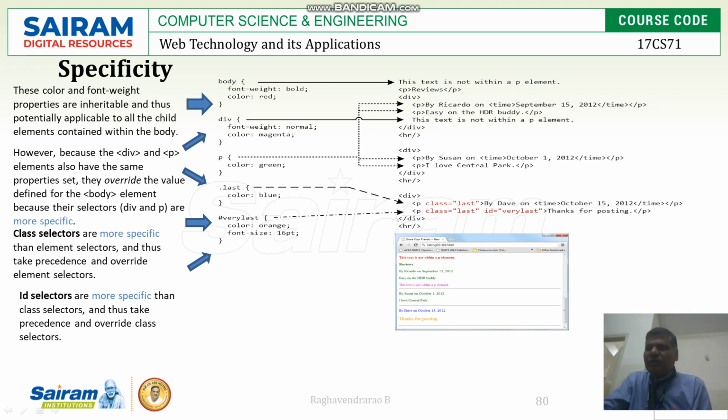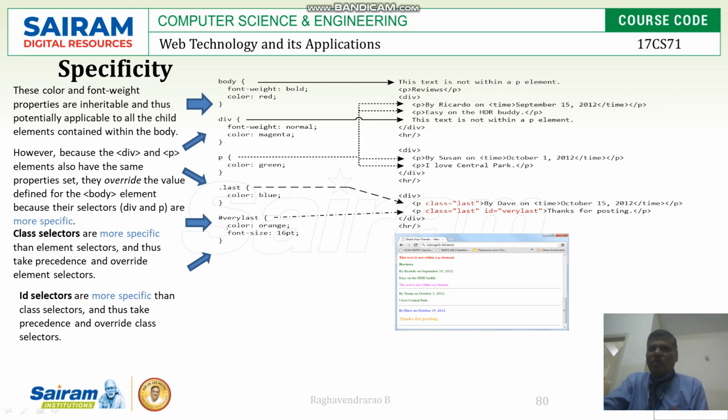Now what happens in this? Whenever you call something, only then is it applied. Now you see dot last is being called, this is a class. The last class is being called, and its color is blue. This particular thing is being written in blue font. So you see, the date is written in blue font.